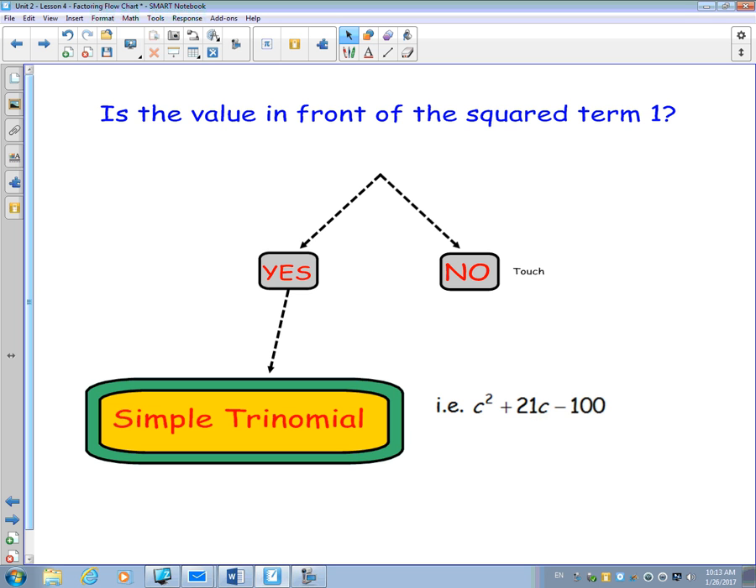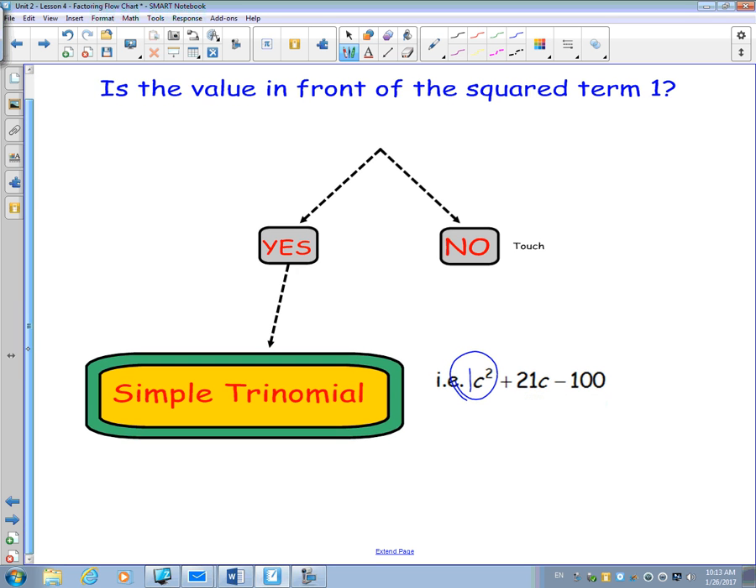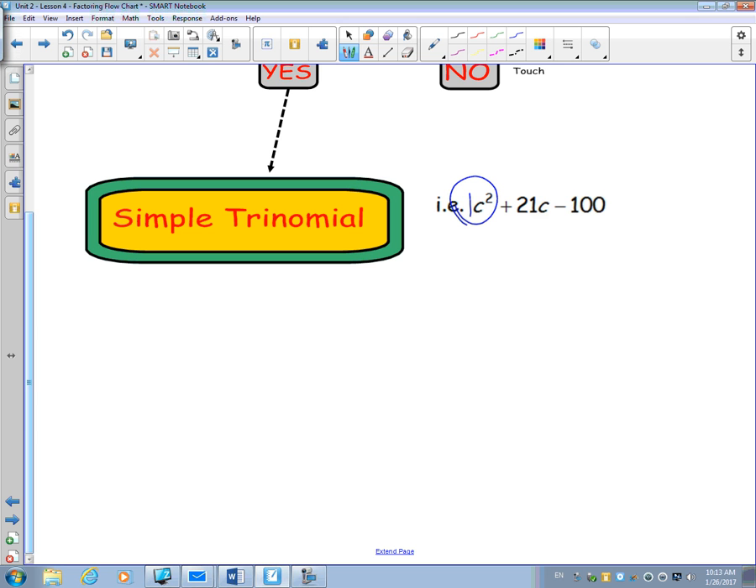Okay, now remember, we've already common factored, so you might not have had it originally as a value of 1, but at this point, if your term that's squared has a 1 in front, that means you have yourself a simple trinomial. That's our MAN process. What multiplies to negative 100? What adds to 21? Well, the numbers that do that would be 25 and negative 4.